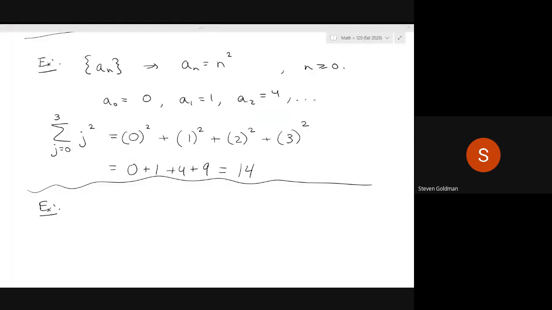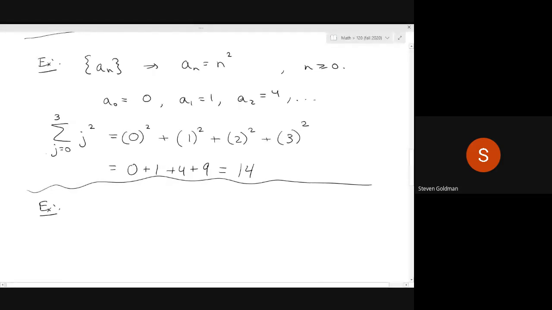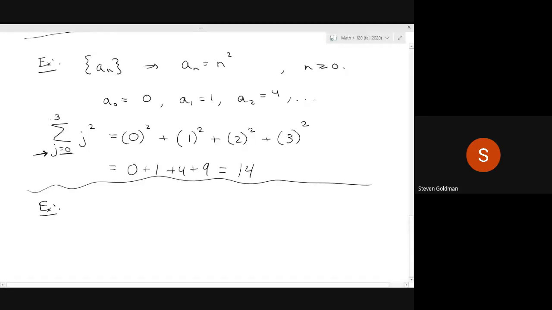What is 3 again? That would be the 3. Yeah, 3 is the upper limit. So meaning I start by plugging in the number down here for j, right? So I start by plugging in this number, 0 for j. So from j squared, it becomes 0 squared. Each time now, I'm going to increase that number by 1 until I get to the number on top.